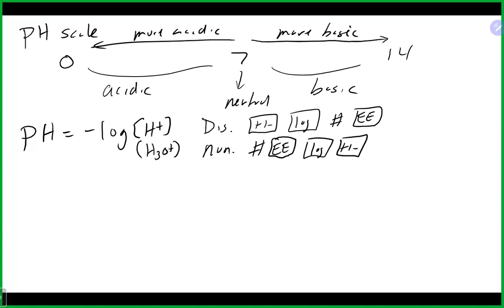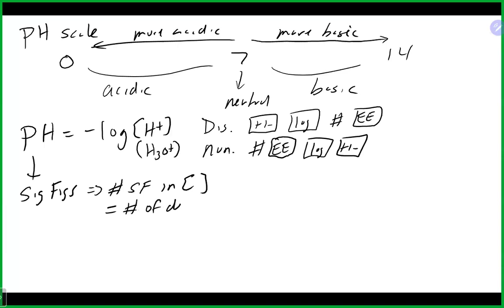Again, a reminder that in terms of sig figs, the number of significant figures in the concentration equals the number of decimal places in the pH. Remember, it is not sig figs to sig figs in this case. It is sig figs to decimal places, and going backwards, also decimal places to significant figures.